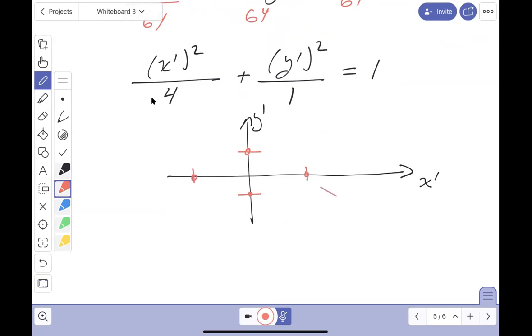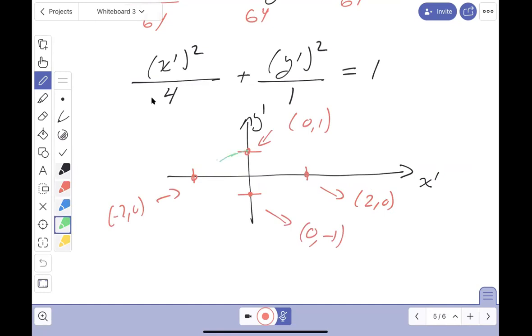Let me write those 4 points down for you. This point over here is 2, 0. This point over here is minus 2, 0. This point over here is 0, 1. And this point over here is 0, minus 1. I'm going to draw my ellipse in. I know what it looks like, sort of.